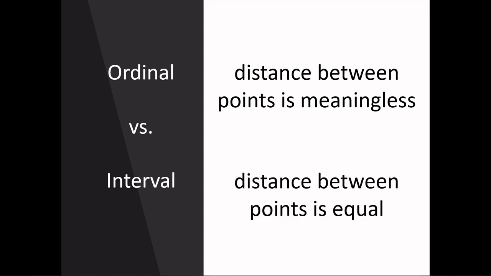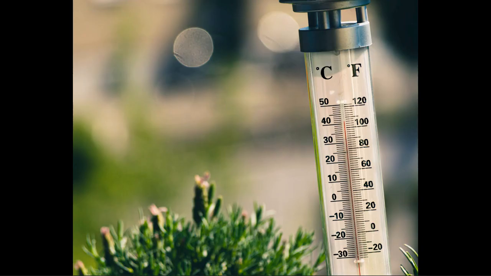For interval scales, the distance between each point is equal. So the classic example for an interval scale would be temperature. A 1 degree difference between 0 and 1 degrees is the same as the difference between 100 degrees and 101 degrees, or 55 degrees and 56 degrees.